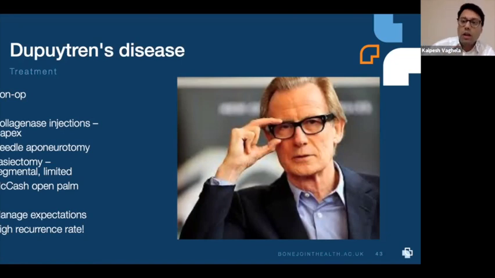So this is where you inject the cord with a collagenase injection. You then come back a few days later, and then you almost manipulate the finger into a straighter position. This causes like a carrot stick snap of the finger and causes correction of the contractures.